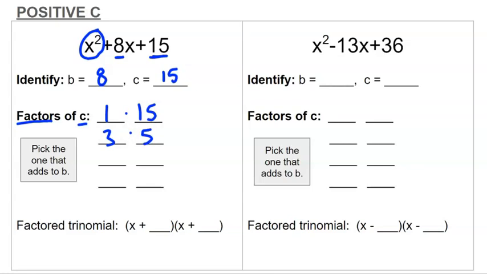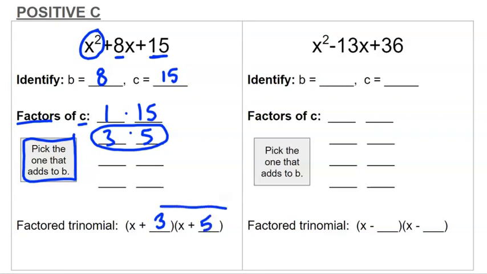There's just the 2. And then we are going to pick the one that adds to b. Well, 3 plus 5 equals 8, so I'm going to choose that. And then our factored trinomial would be x plus 3 times x plus 5. And that is how you factor trinomials with an a value of 1.